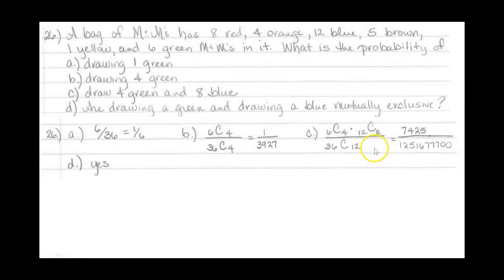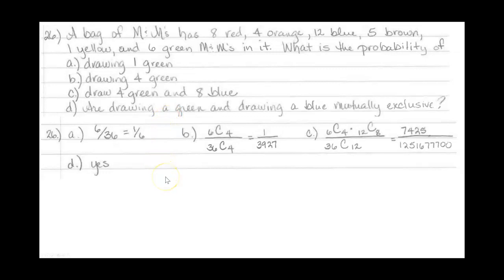But if you prefer to have it in a fraction form, I just did the numerator and the denominator separately. Now, obviously, this would reduce down because it ends in 5 and 0. But when you put this whole thing in your calculator to reduce it, it again just switches it to a decimal in scientific notation. All right, and then last, are drawing a green and drawing a blue mutually exclusive?